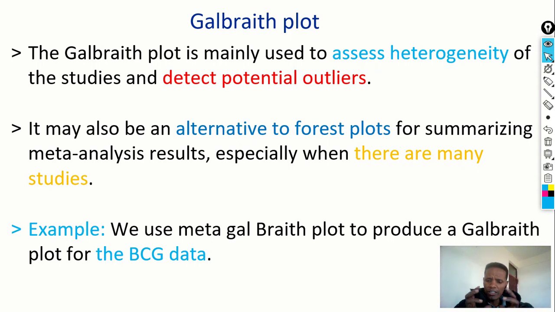Among the included studies, we aim to evaluate whether there is heterogeneity in terms of the effect size of BCG in preventing tuberculosis, and whether there is any potential outlier and heterogeneity in terms of the effect of BCG on prevention of tuberculosis. So this is the example dataset that we are going to use for this demonstration.